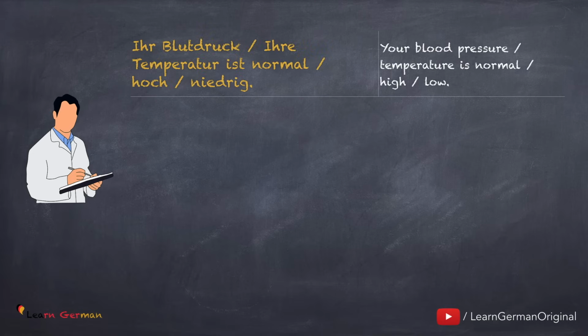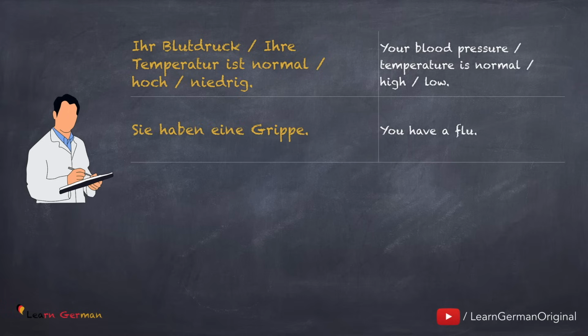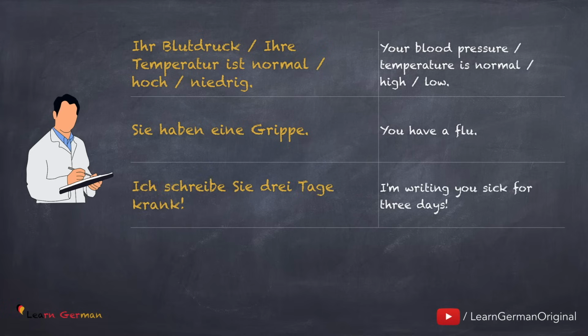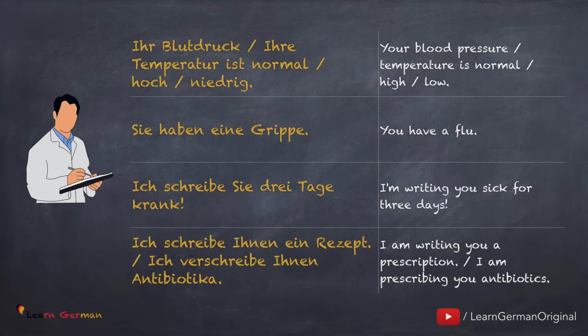The doctor would generally come to a conclusion and give you an advice. Here's what he could say. Ihr Blutdruck oder Ihre Temperatur ist normal oder ist hoch oder ist niedrig. Or Sie haben eine Grippe. Or ich schreibe Sie 3 Tage krank. Oder ich schreibe Ihnen ein Rezept. Oder ich verschreibe Ihnen Antibiotika.